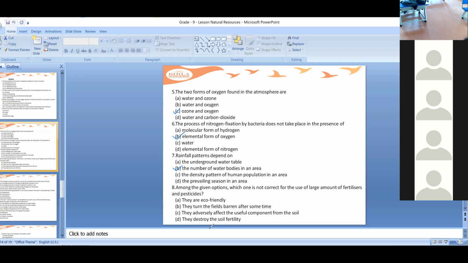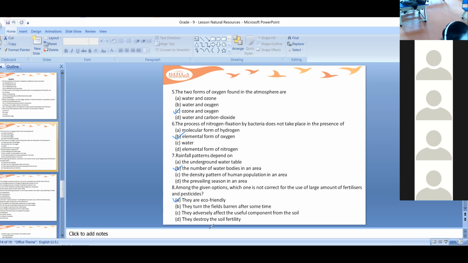Among these options, one is not correct. Yes, ma'am. The first one is correct. They are eco-friendly. So this is not correct. So the first one is the answer. The remaining, we'll go through the remaining also.